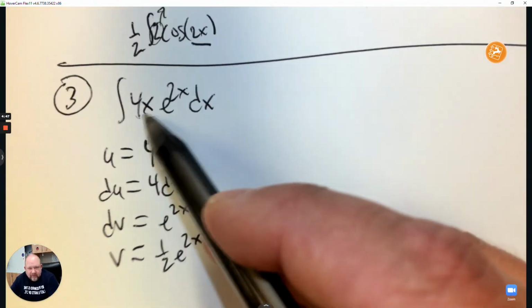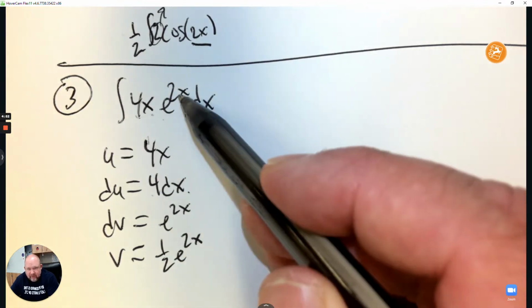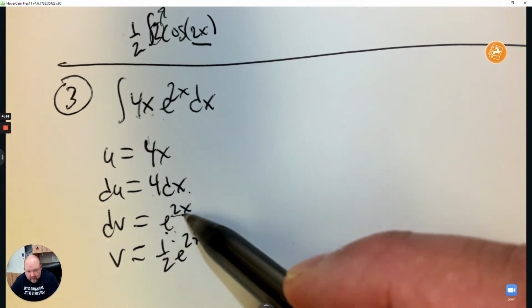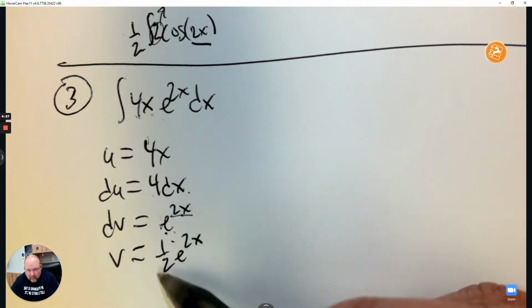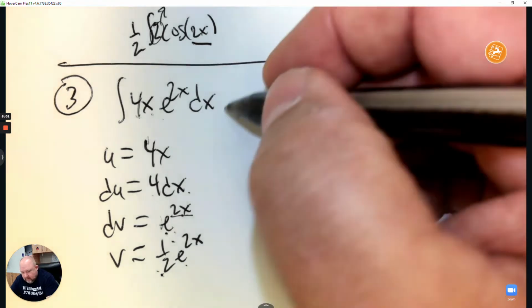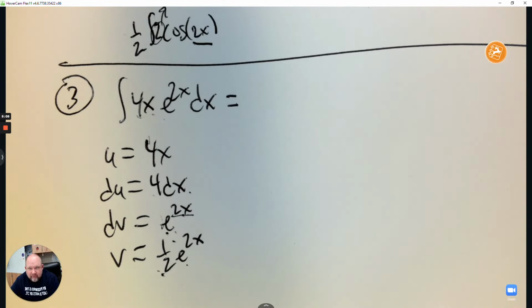So 4x, the derivative is 4 and needs a dx. E to the 2x will be dv. The integration of e is e, but the hook is 2, so we need a 1/2 and then just copy. All right, C. Next, follow the rule. Press pause and see if you can set it up.